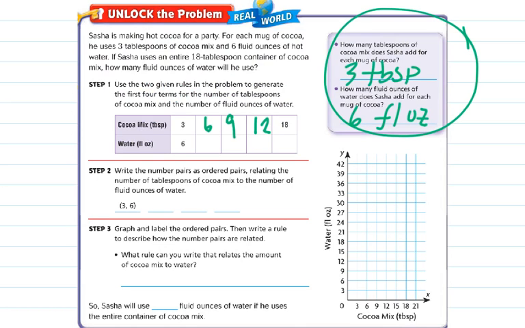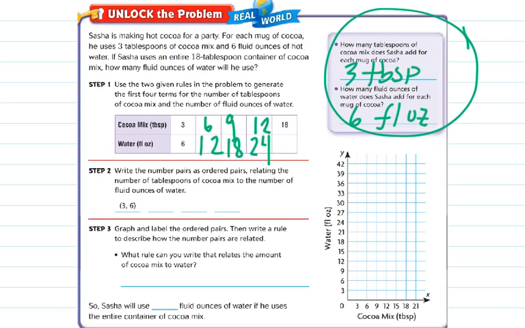Now we know each time he adds another tablespoon of cocoa mix, he's going to add an additional 6 ounces of water, because each cup will use 6 ounces of water. So 6 ounces of water plus 6 would be 12. 12 plus 6 would be 18. 18 plus 6 would be 24.